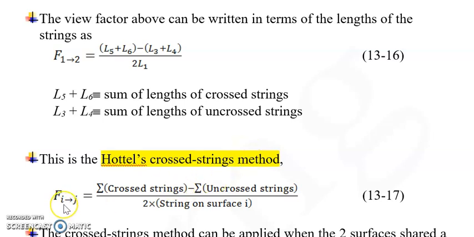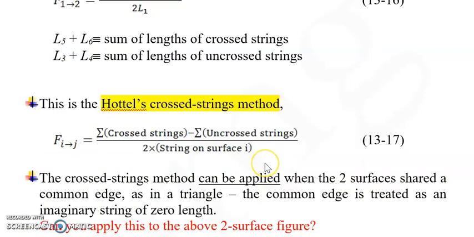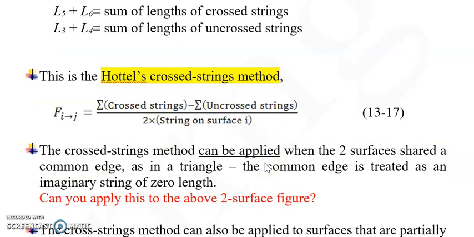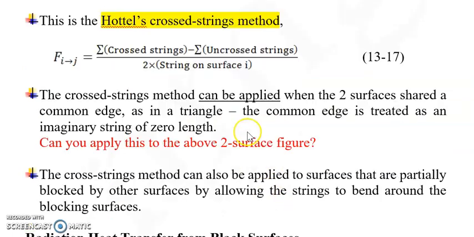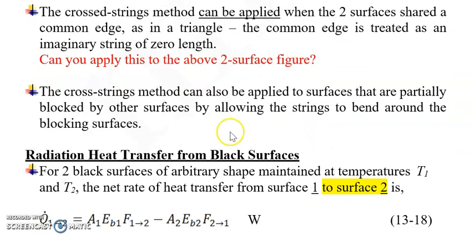So the view factor from surface i to surface j is the summation of the crossed strings minus the summation of the uncrossed strings, divided by twice the length of the string on surface i. It's quite straightforward, and you can apply this method when the two surfaces share a common edge, as in a triangle. The common edge is treated as an imaginary string of zero length. You can try that out using Hottel's crossed-strings method to get the view factor. The crossed-strings method can also be applied to surfaces that are partially blocked by other surfaces, by allowing the strings to bend around the blocking surfaces.